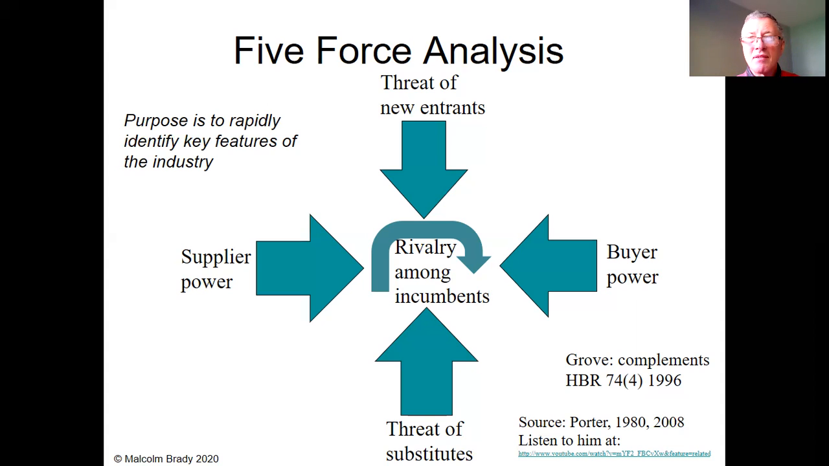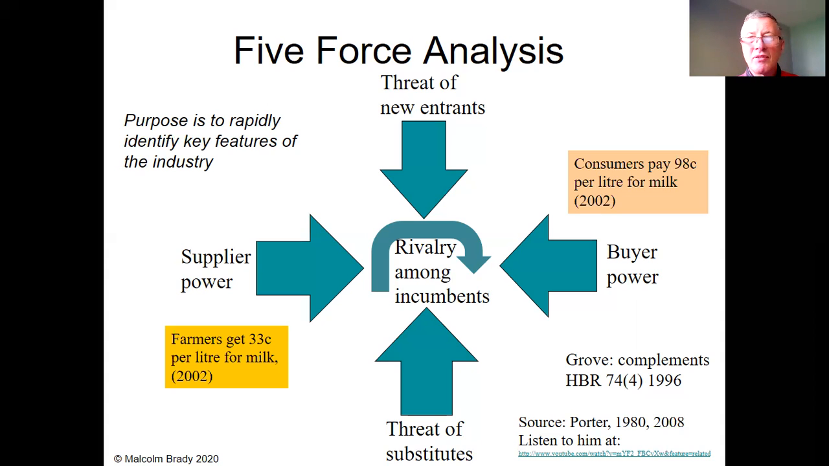I have two examples of the five forces in action. We've this one here from, as I mentioned already, the milk industry in Ireland. And you can see here farmers are getting 33 cents per litre of milk. This is 2002, although it hasn't changed much. I'm speaking in 2020, and it hasn't changed much from that. And consumers are paying around 98 cents per litre for milk, again in 2002, but again, not that different in 2020. So you can see here the farmers generally don't feel that they get a good deal in this particular industry.